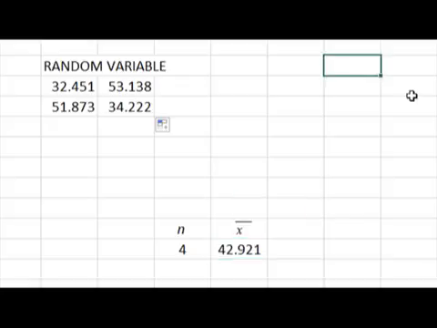So as I randomly generate those 4 values in my sample, we see that sometimes x bar is above 40, sometimes it's below 40, and on average, it is exactly 40. If you don't believe me, you'll just have to trust me. The textbook agrees.